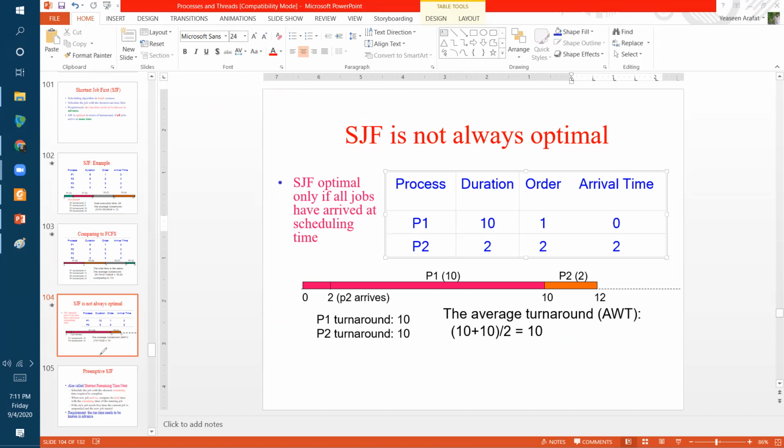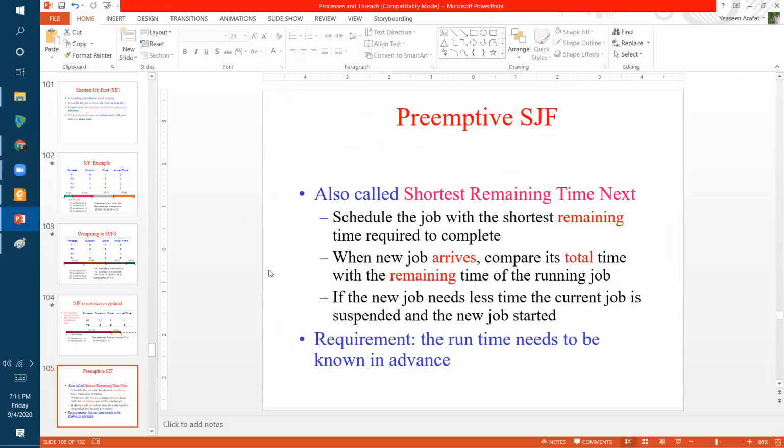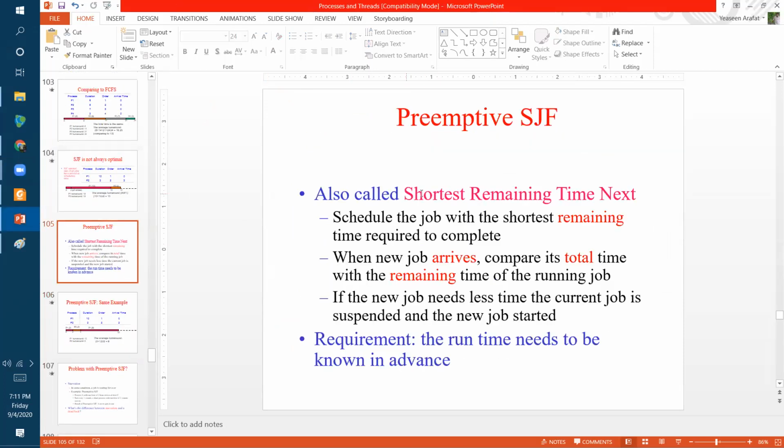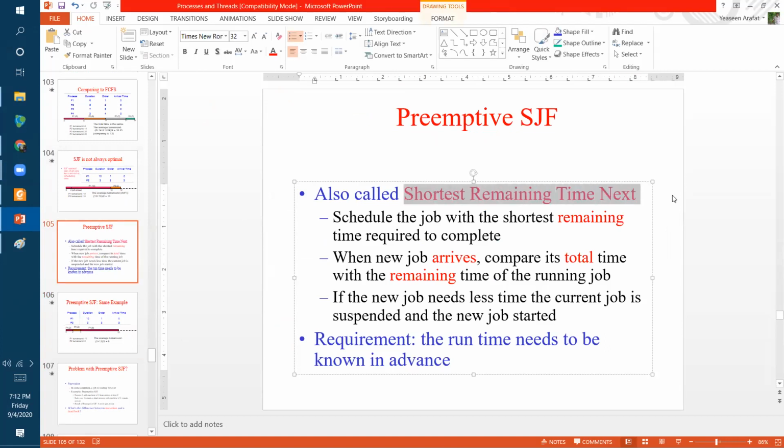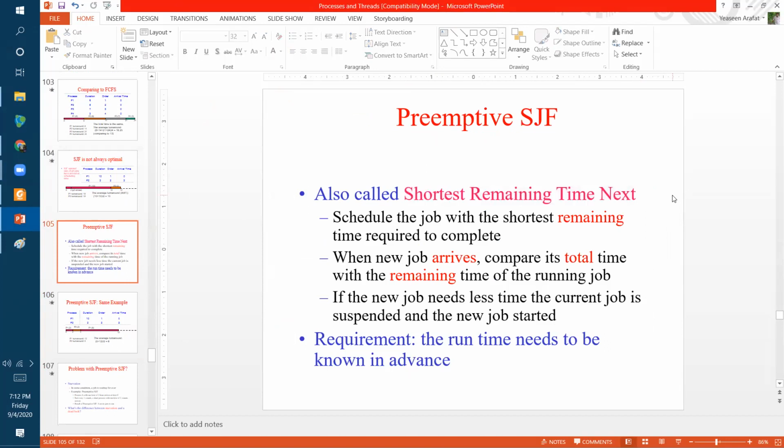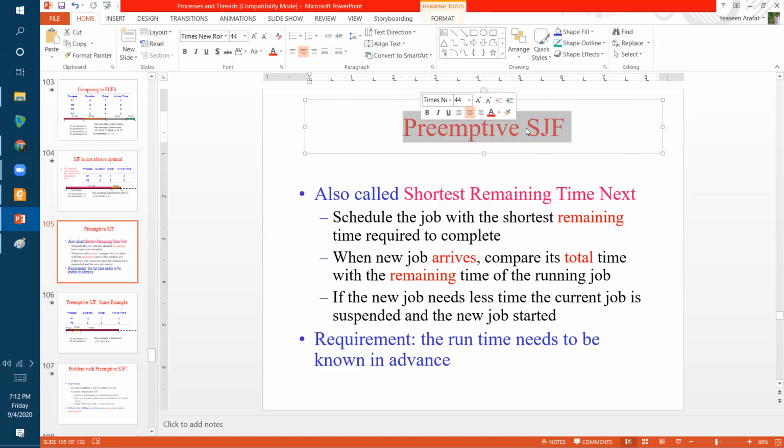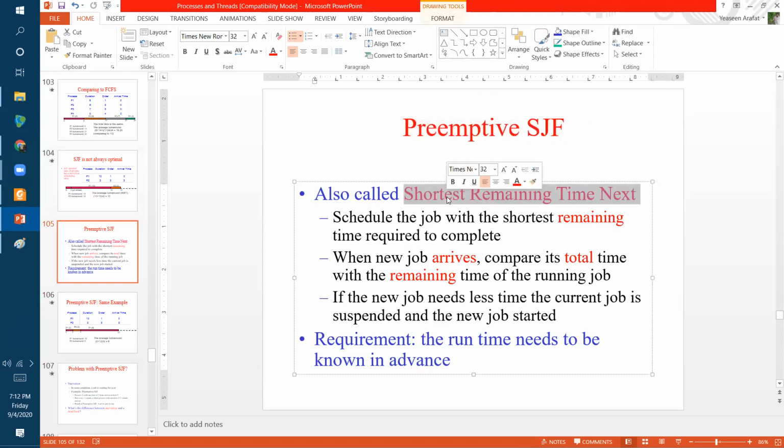Now here comes the preemptive SJF. It is also called shortest remaining time next. In the final examination, if you see shortest remaining time next or preemptive SJF in the topology of the processes, you need to memorize this: preemptive SJF actually means the shortest remaining time next algorithm. It schedules the job with the shortest remaining time required to complete.